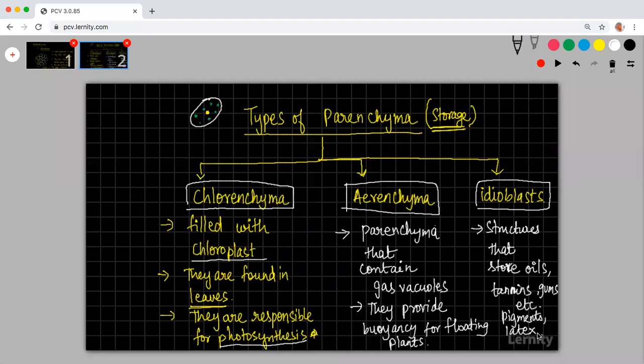These are all the three types of parenchyma. Parenchyma is divided into three types. One is called chlorenchyma, the second is called aerenchyma, and the third is called idioblast. Chlorenchyma will contain chloroplast. Aerenchyma will contain gas vacuoles, and idioblast will contain oils, tannins, gums, pigments, etc. So these are all the types of parenchymatic tissues.